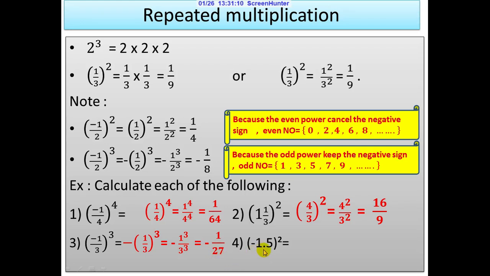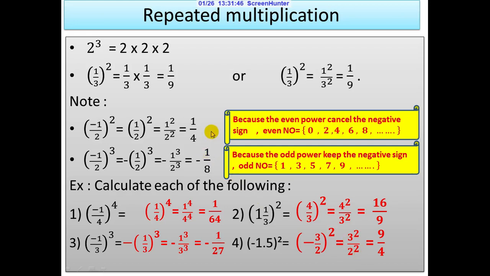Number 4, he gave me the decimal negative 1.5 raised to power 2. As a first step, we must change this decimal form into fraction form by using your calculator. It will be equal to negative 3/2 raised to power 2. And because we have an even power here, we can cancel this negative, and by distributing this power on 3 and 2, it will be equal to 3 raised to power 2 over 2 raised to power 2, which equals 9/4.